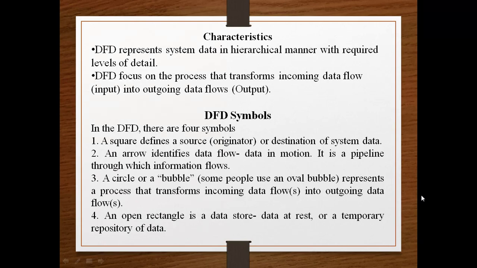DFD symbols: there are four symbols. First, a square which will define a source or a destination. Arrow, which identifies data flow, data in motion. It is a pipeline through which information flows. A circle, which is a bubble, represents a process which will transform incoming to outgoing. An open rectangle is a data store, where data is at rest, or a temporary repository of data. So there are four symbols in DFD.